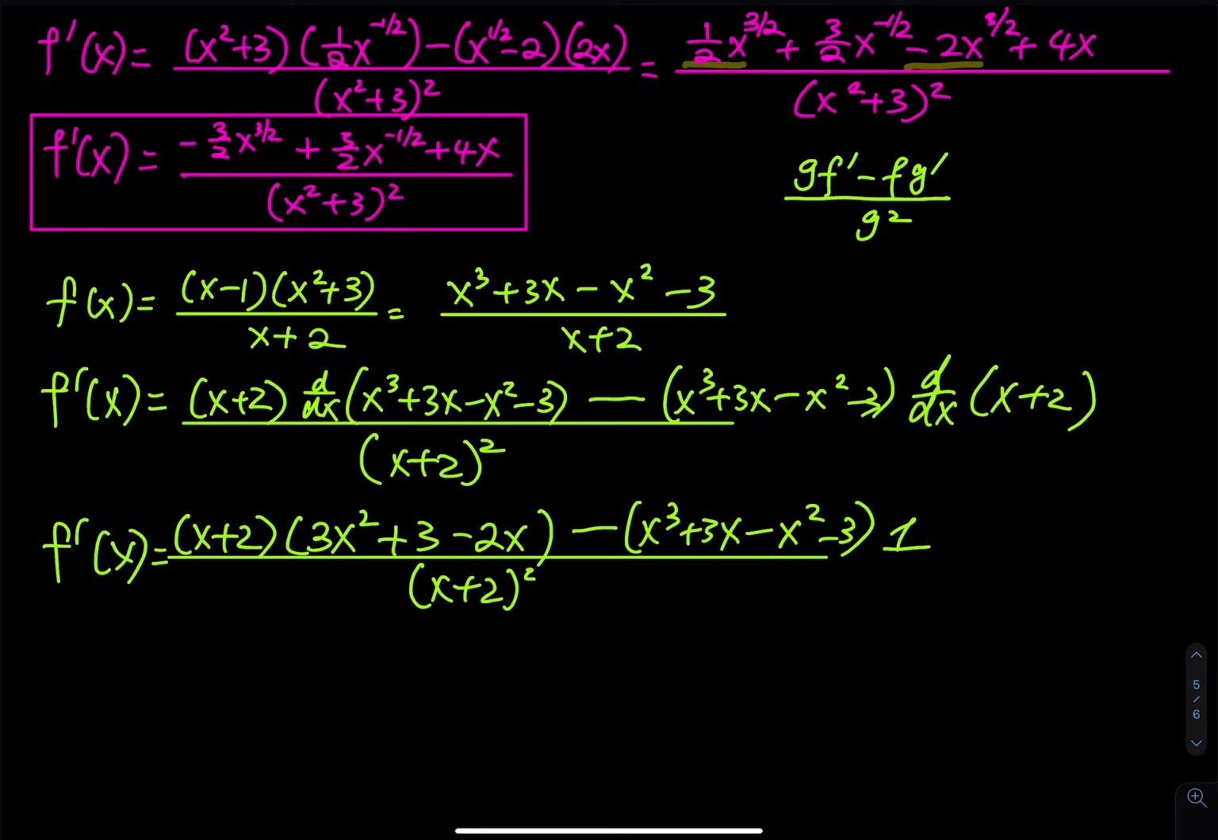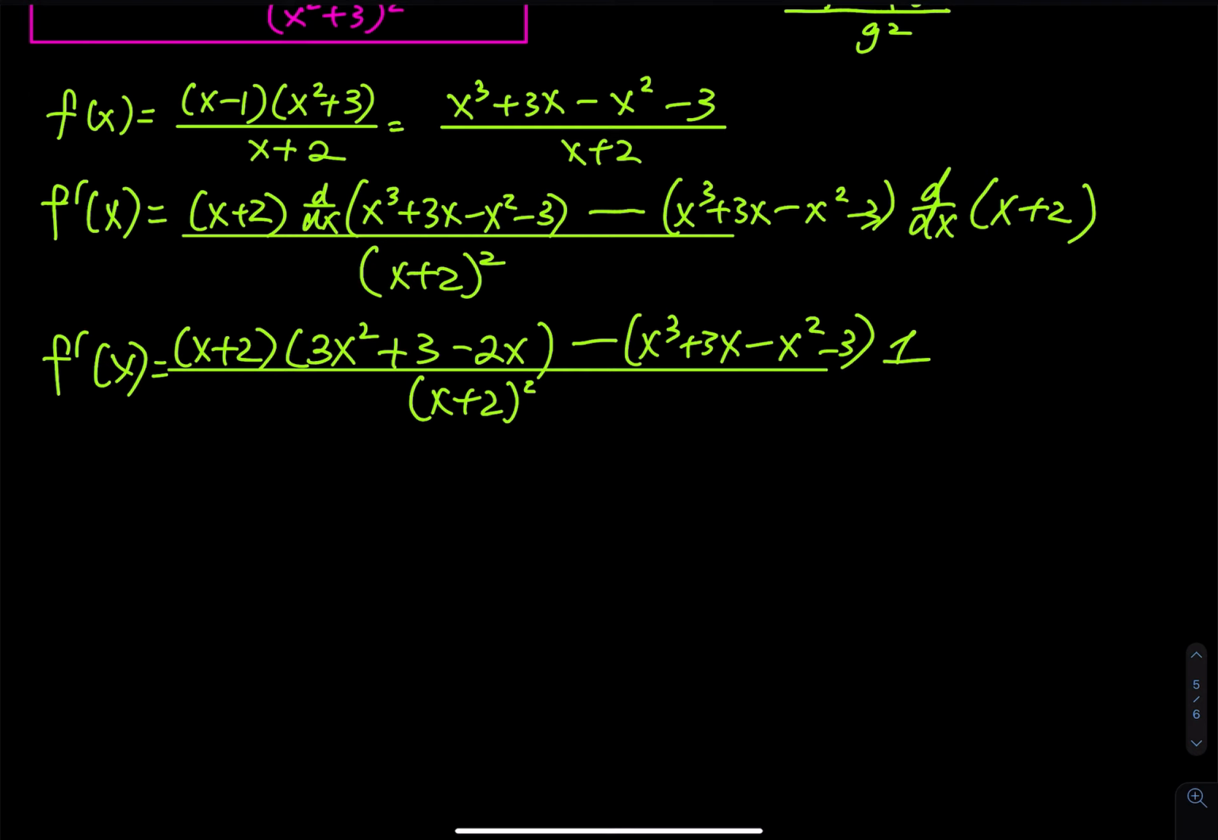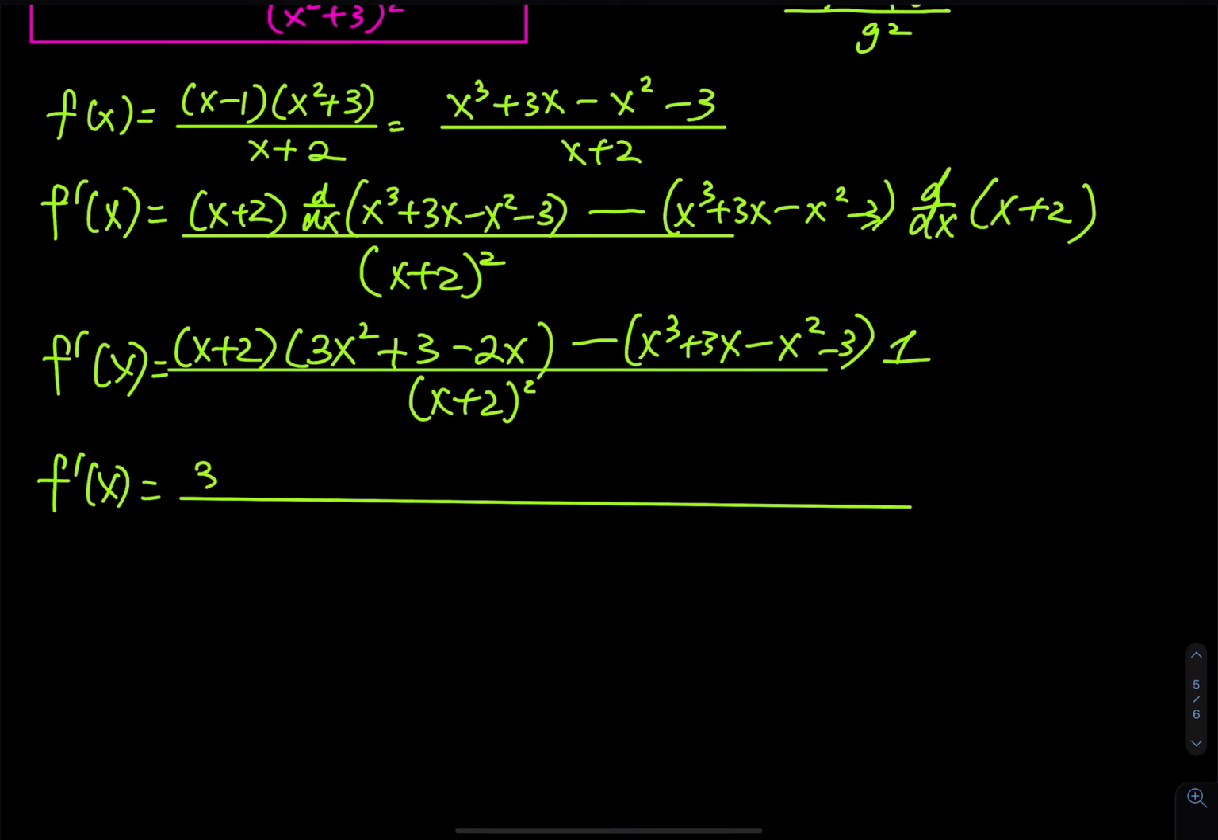If your instructor says take the derivative but do not simplify, which is what I always do, then this is your final answer. But if you are asked to simplify all the way to the end, then you have to do it all the way to the end. So distribution: x times 3x squared, so you have 3x to the third, and then plus 3x minus 2x squared.